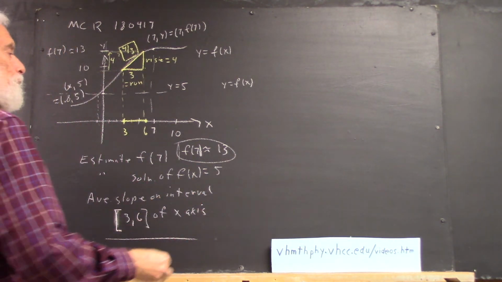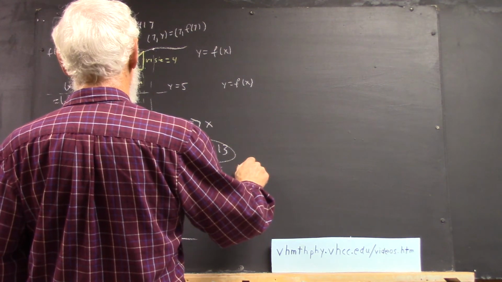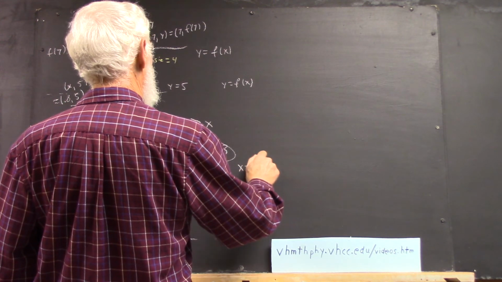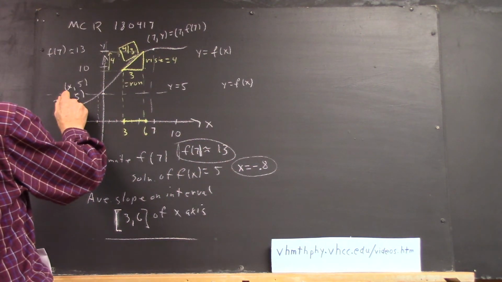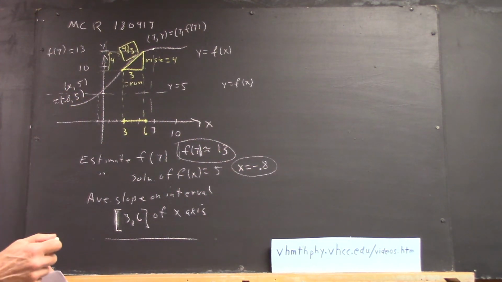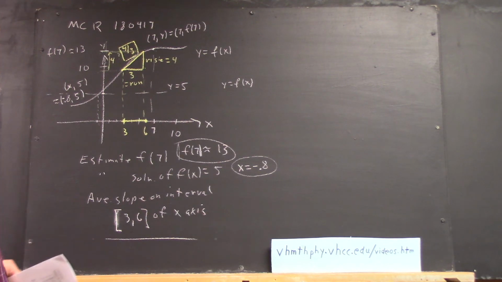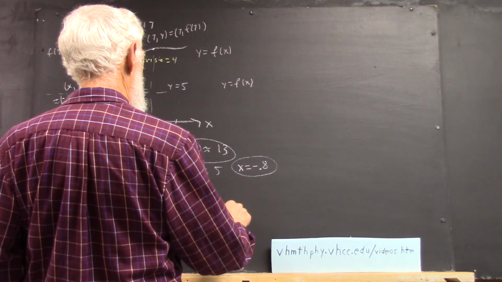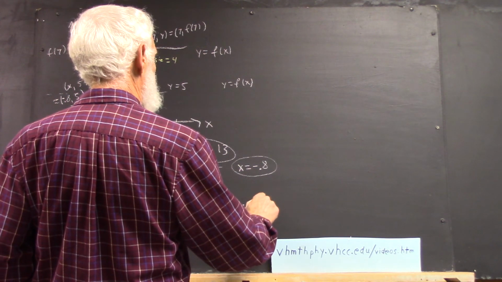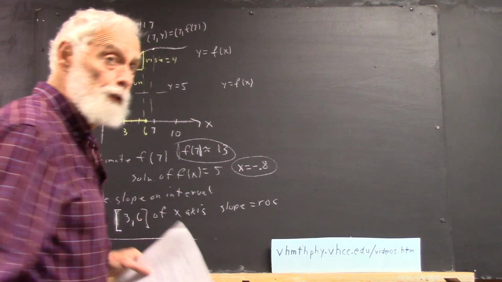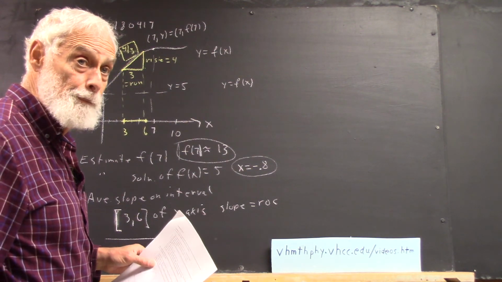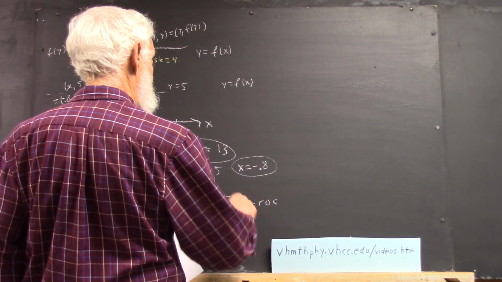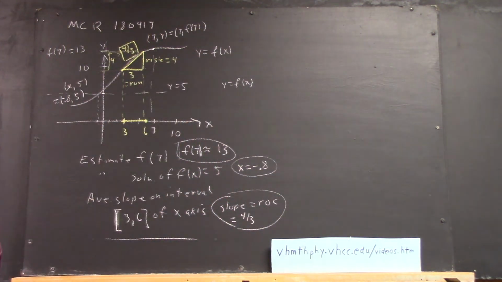Solution of f of x equals 5 is x equals negative 0.8. And I noticed when I wrote this, I did not write my negative on the 0.8, so we got to be careful about that, right? Okay. Then on 3, 6, slope, and it doesn't hurt to note that the slope is also the rate of change, right? And that equals 4/3. So we understand how to use a graph to do these estimates.